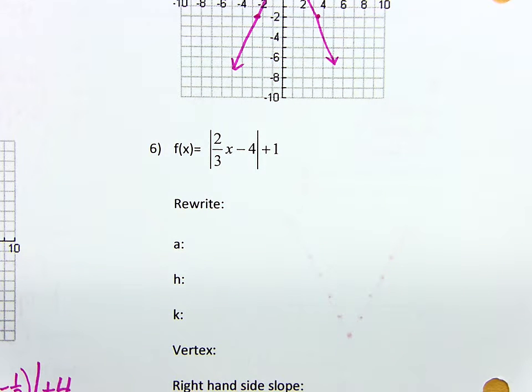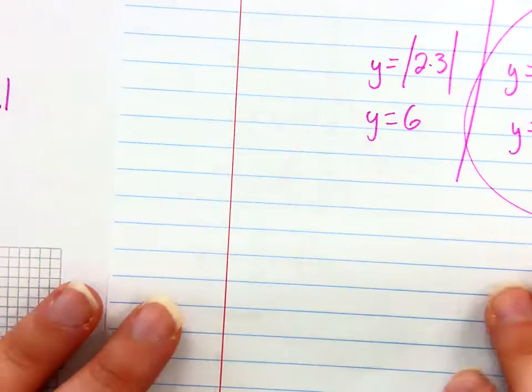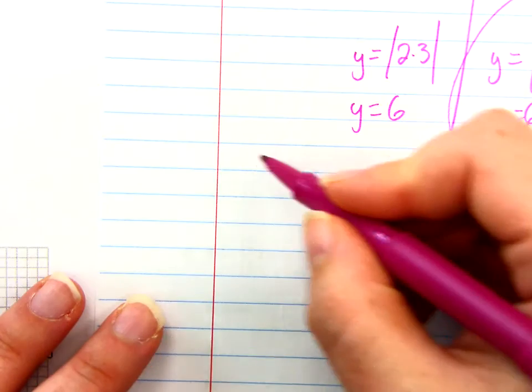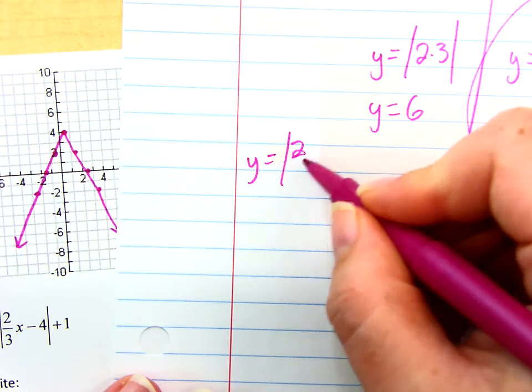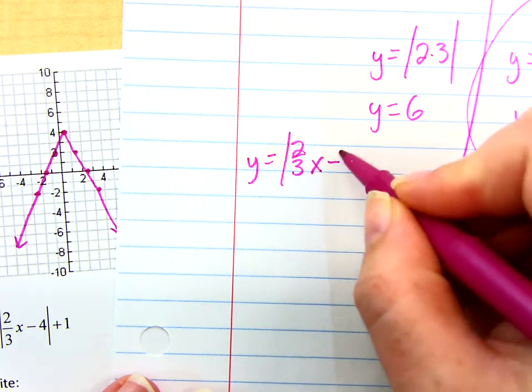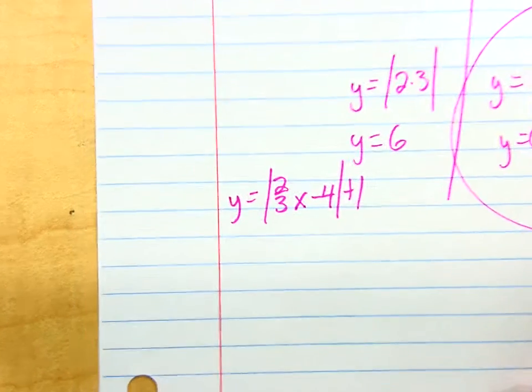Okay, I have to force factor here. Actually, I'm going to do this. I need some more room. So I'm going to rewrite my equation over here. Why am I wasting paper? Let's just do it on the bottom. Okay, so here's my equation. What was it? 2/3 x minus 4 plus 1. All right, I got to force factor this puppy.